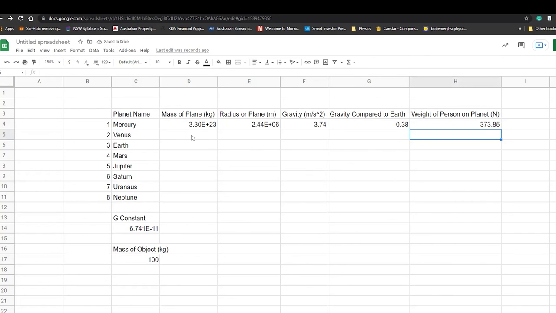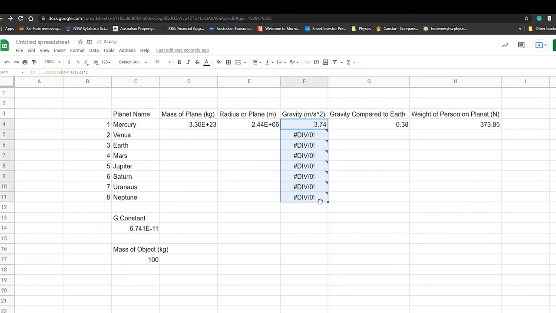Now, all you have to do now is enter all the mass and radius values. Then you can just scroll. You can use this tag and extend those calculations to the other planets once you're done.